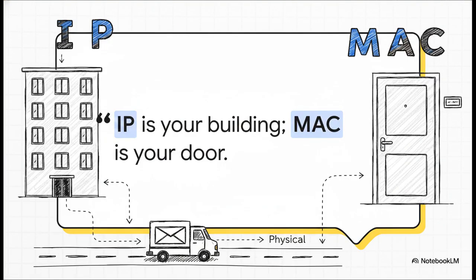Your IP address is like the address of an apartment building. It gets the data to the right general location. The MAC address is your specific door number inside that building, so the data knows exactly which device to hit. And the physical layer, that is literally the road itself that the mail truck drives on to make the delivery.